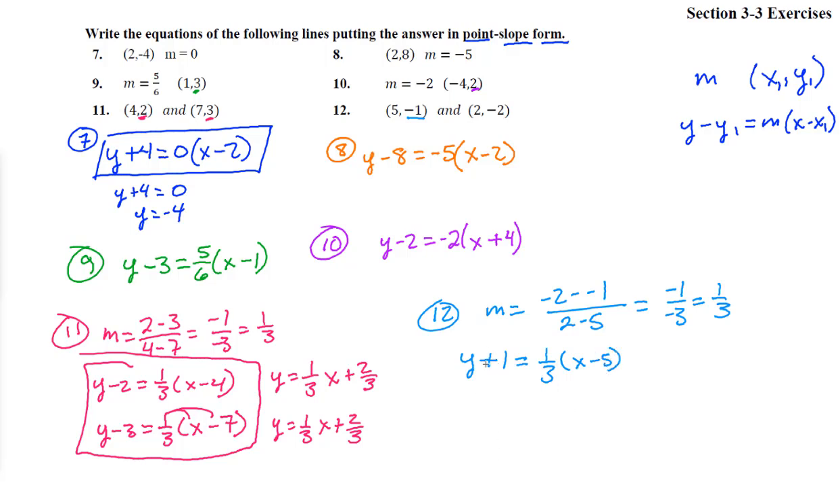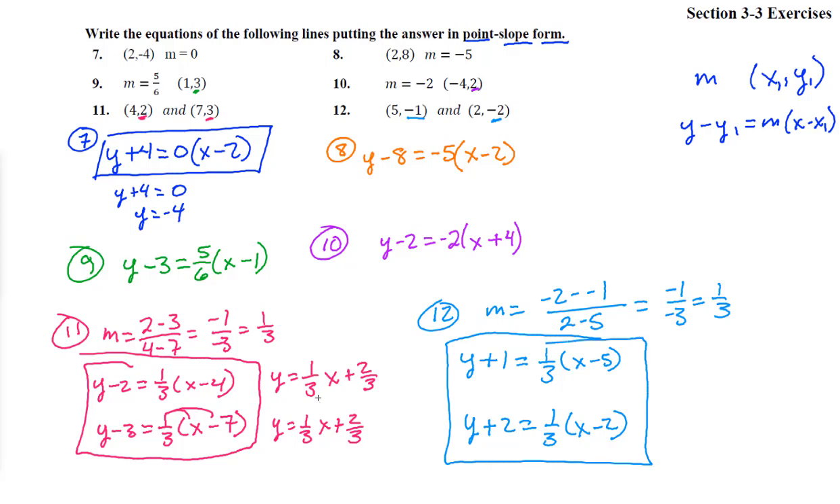Good. You could have used the other point and done y minus a negative 2, so plus 2 equals 1/3 x minus 2. And yeah, if you jump that through and simplify it down to slope-intercept form, they will be the exact same answer. Good.